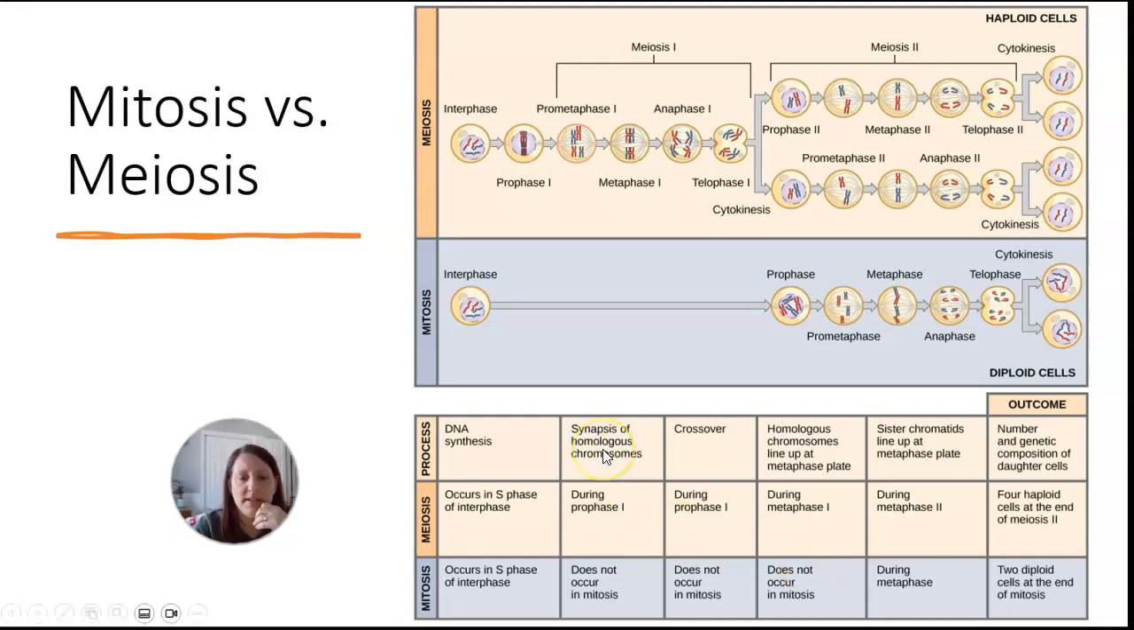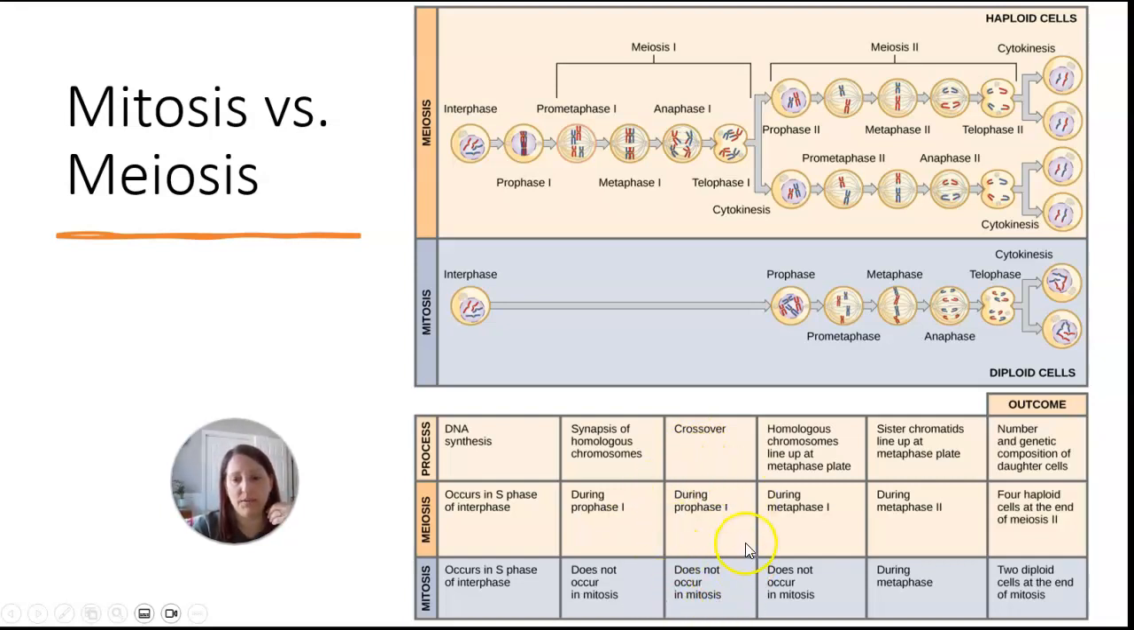Second process, synapsis of homologous chromosomes. So when do those chromosomes come together to form tetrads? Well, let me jump to the bottom here. In mitosis, that never occurs because it doesn't happen there, right? There are no tetrads. Homologous chromosomes don't pair up. For meiosis, it's going to happen during prophase 1 of meiosis 1. Crossover happens when tetrads are formed. So for meiosis, that'll be during prophase 1.